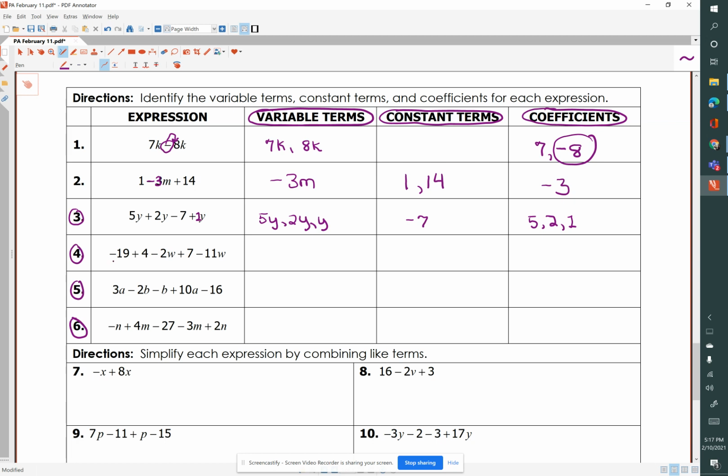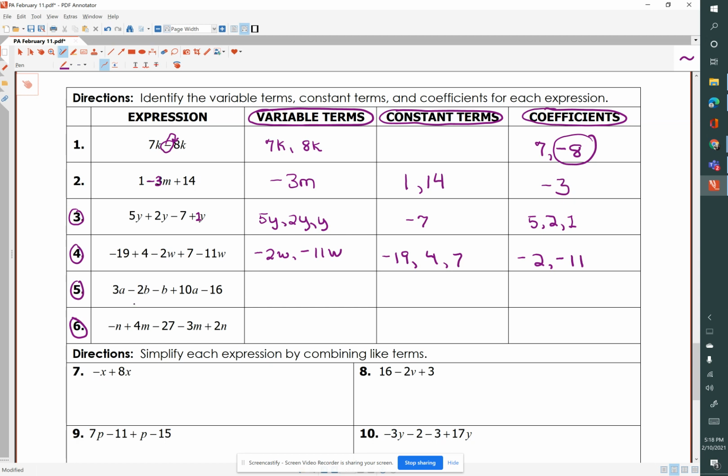Moving on to number 4, we have negative 19 plus 4 minus 2w plus 7 minus 11w. So our variable terms, there are 2 of them. We have negative 2w and negative 11w. The constant terms are that negative 19, 4, and 7. The coefficients here are negative 2 and negative 11. They're both negative.